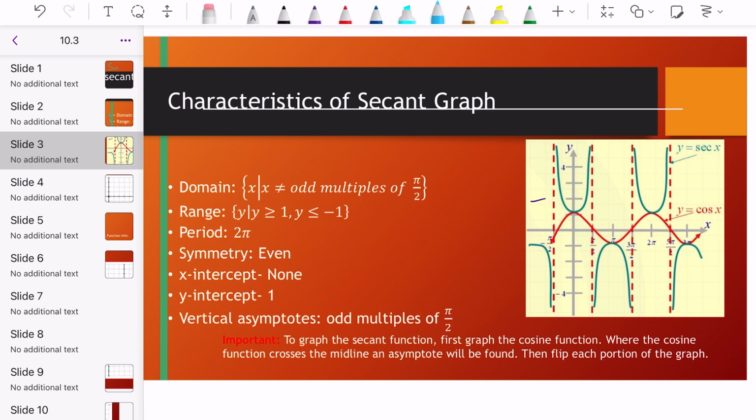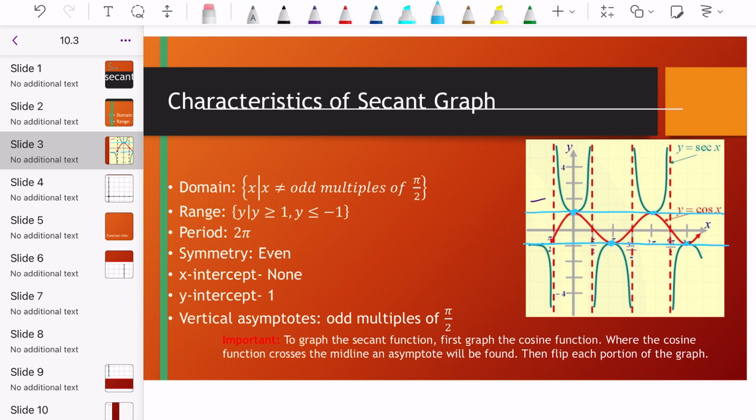Your range is once again going to be greater than or equal to 1, or less than or equal to negative 1. In this case, you can see they will touch the top portion of your cosine function at the very top and at the very bottom of each one of your mountains and valleys. So those upper parts and lower parts of the wave.